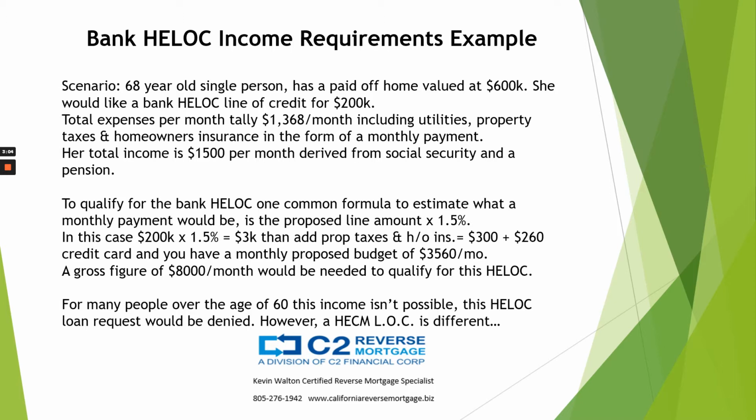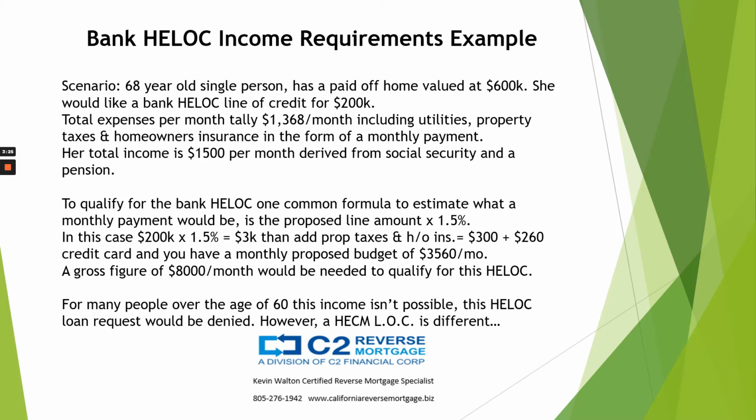So to qualify for the bank HELOC, one common formula is used to estimate what a monthly payment would be. It's the proposed line amount, which in this case is $200,000, times 1.5%. So in this case, that's $3,000. That's the proposed monthly payment that they qualify you with.